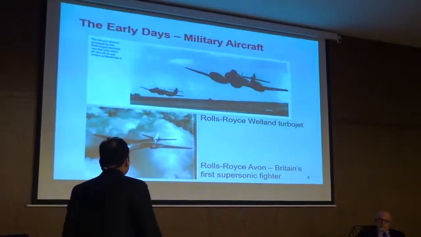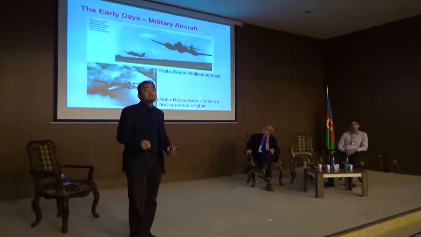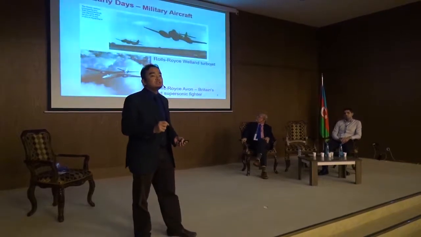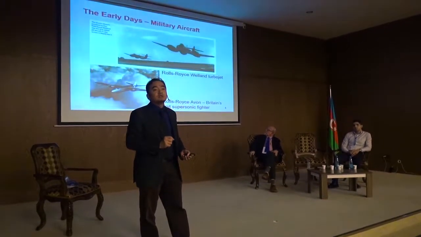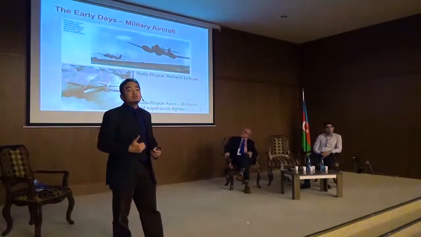Then we have the Avon. The Avon is basically the first Rolls-Royce engine that used cooled high-pressure turbine blades and an axial compressor, basically to generate more thrust.